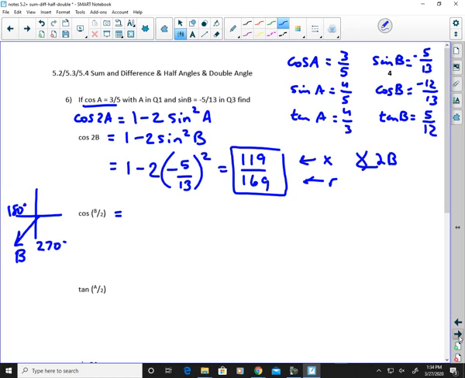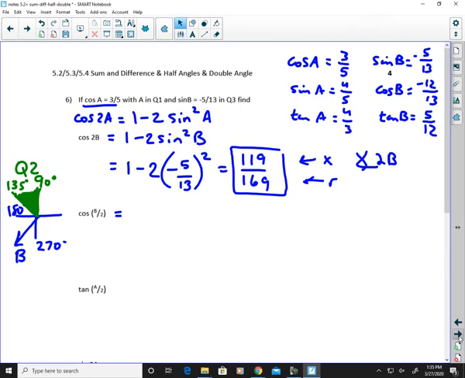Half of B would be somewhere between 90, because that's half of 180, and 135, because that's half of 270. So this angle is squarely in this area. I would have told you it was quadrant 2, but it can be determined by using a little bit of thinking it through.